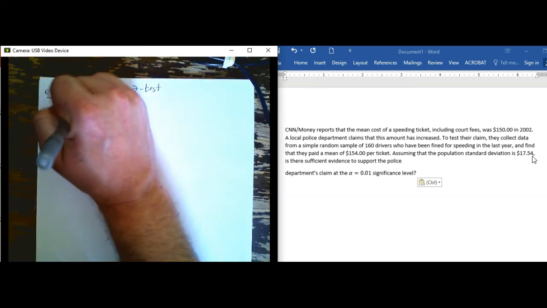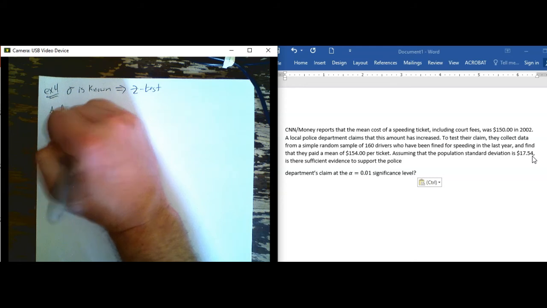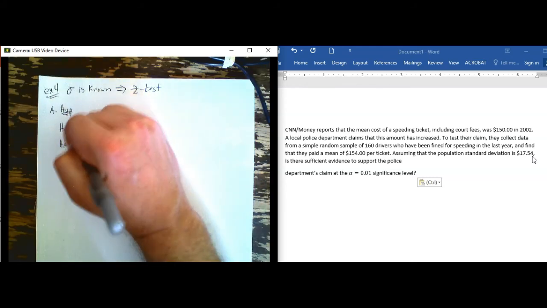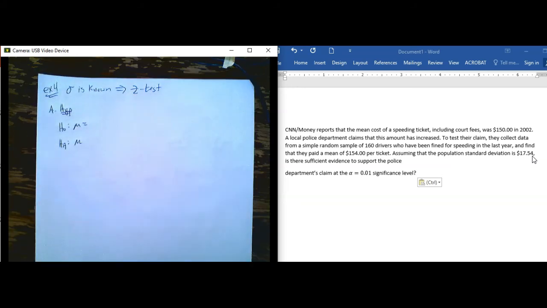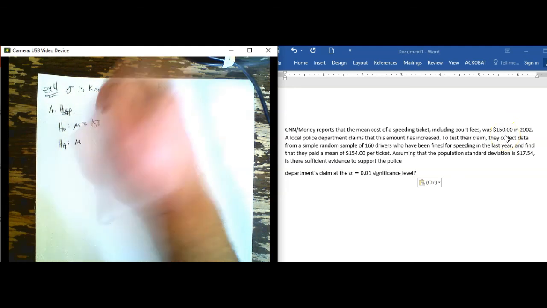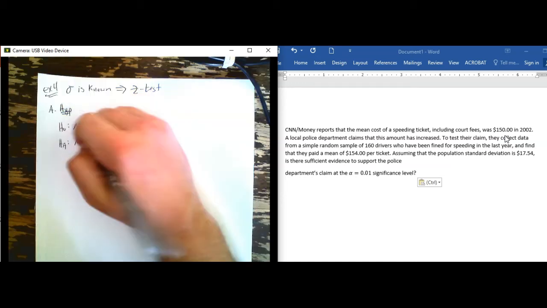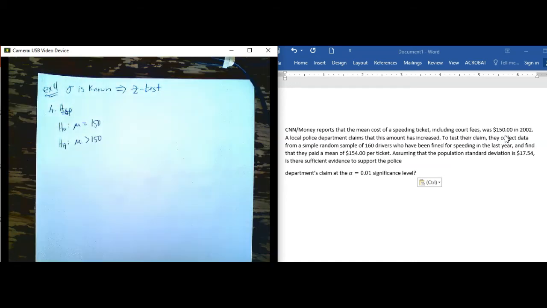So A, hypotheses. We're testing means here. It's always equal for H naught, right? So what is the mean here? Here the mean is 150, right? So we're trying to test to see if this average has increased since 2002. So our population mean is 150. What claim are we trying to test? The police department claims that this amount has increased, so that the mean has gone up, more than 150.